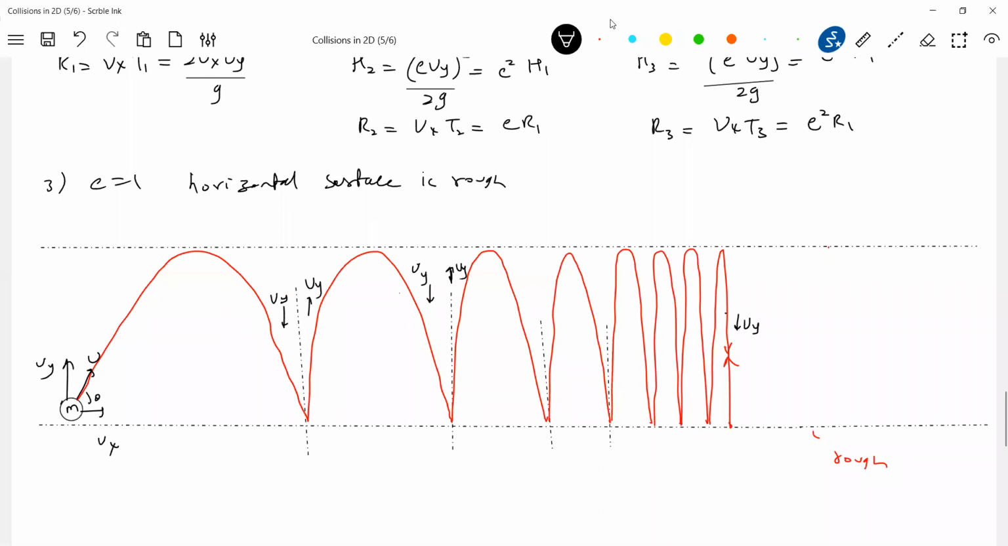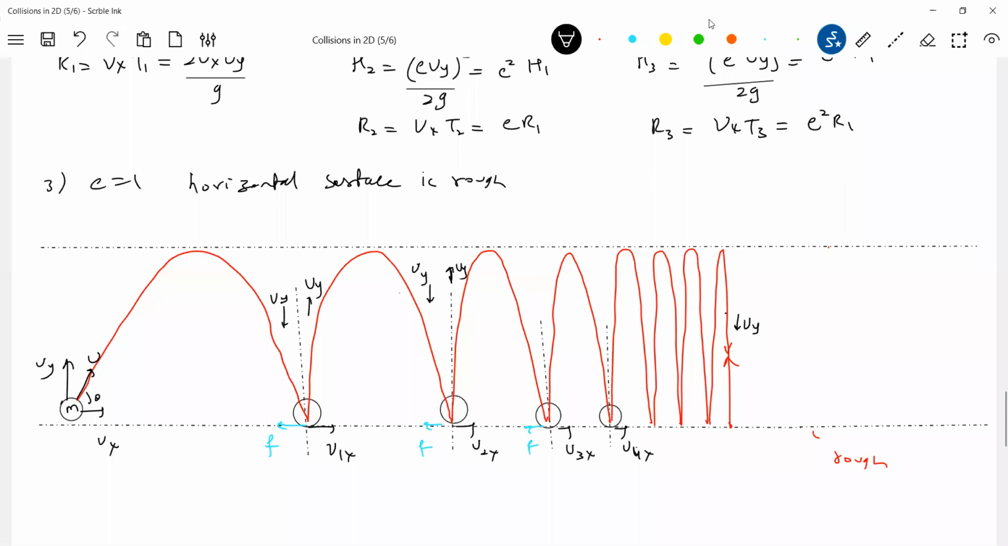The horizontal component will keep on decreasing. So it will be u1x, u2x, u3x, u4x. Any reason for that? Because of friction. When the ball is here, in what direction will the friction act? The friction will be like this. Let me just show only friction here. Every time the friction acts, it decreases the momentum of the ball along the x-axis, and because of that, the x component will keep on decreasing.